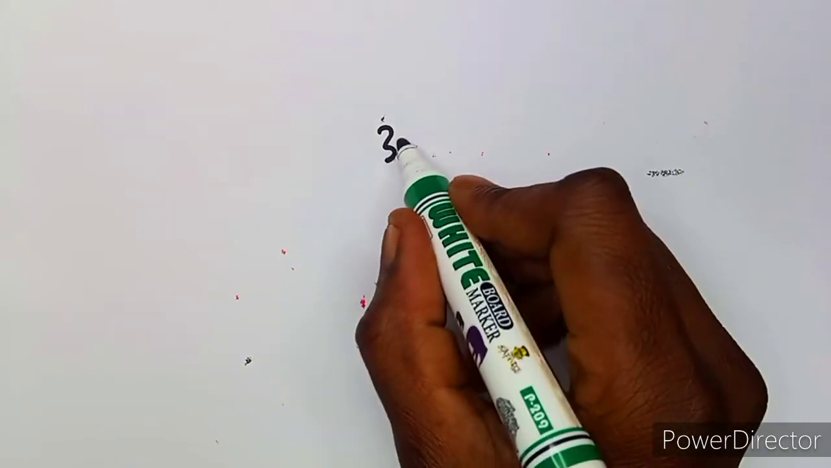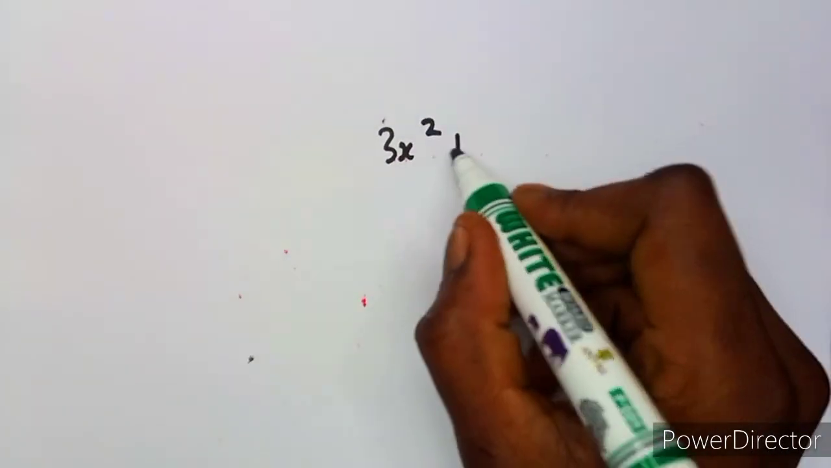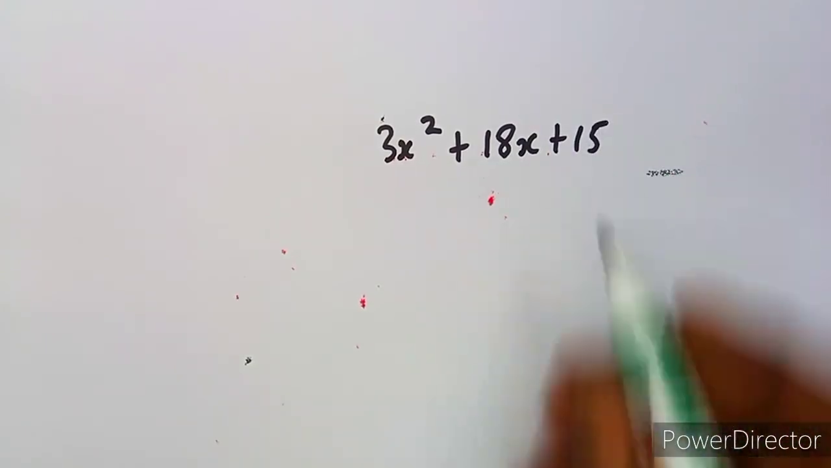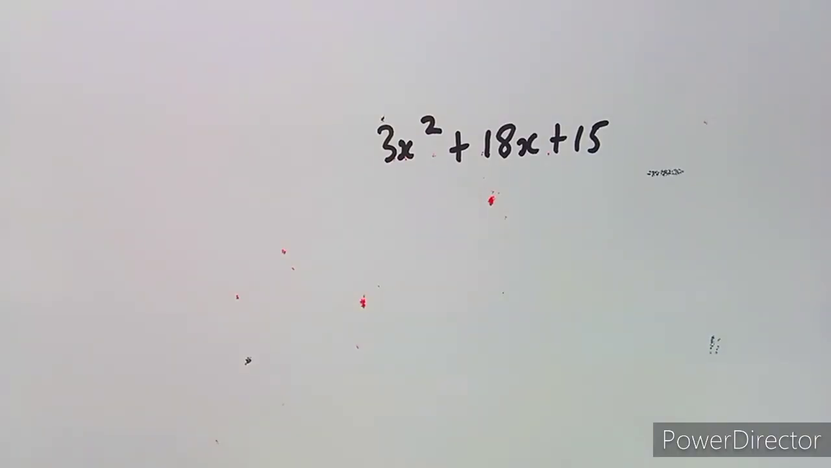Let me know what you think about this type of factorization. What do you actually think? This can sometimes be a disguise for this type of equation. As you can see, this is a disguised equation.